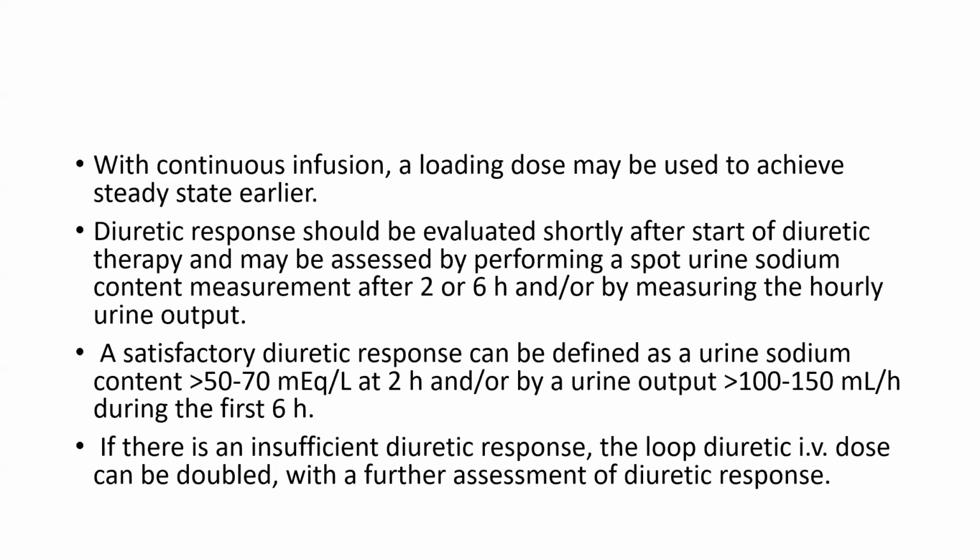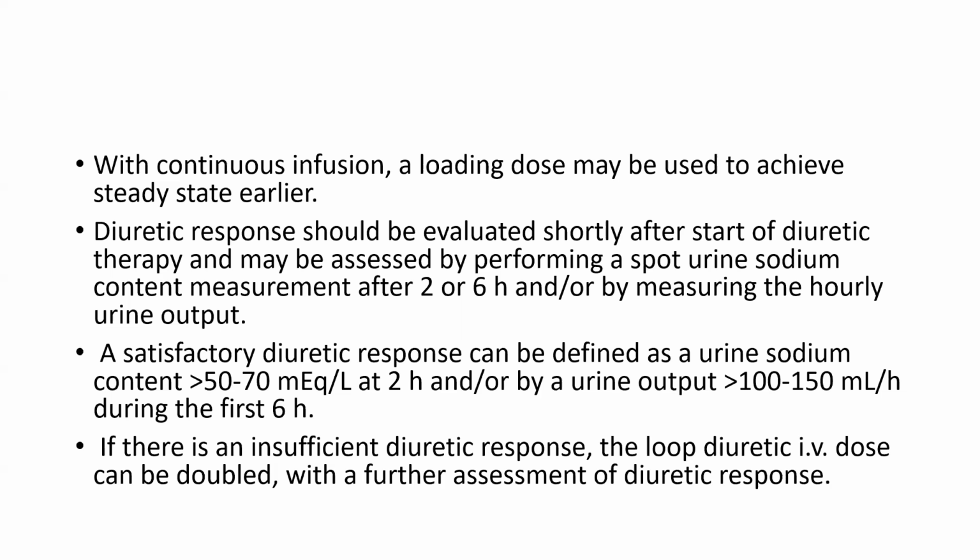Diuretic response should be evaluated shortly after start of diuretic therapy and may be assessed by performing spot urine sodium content measurement after 2 or 6 hours or by measuring hourly urine output. A satisfactory diuretic response can be defined as urine sodium content of more than 50 to 70 milliequivalent per liter at 2 hours or by urine output of more than 100 to 150 ml per hour during 6 hours.